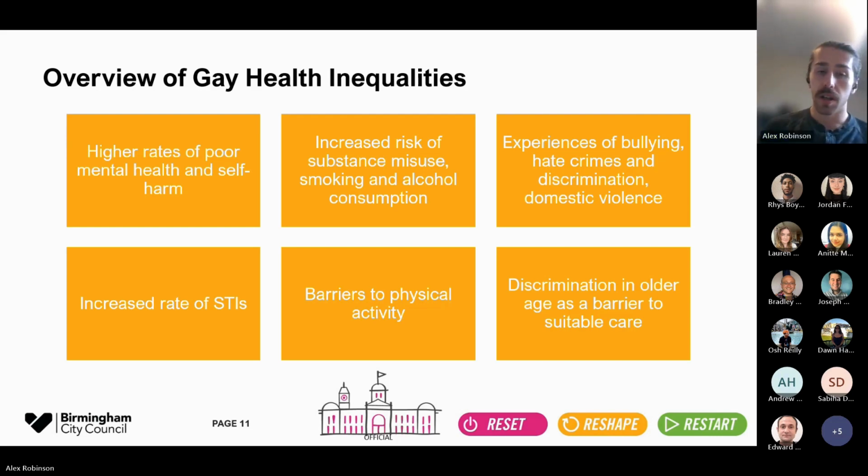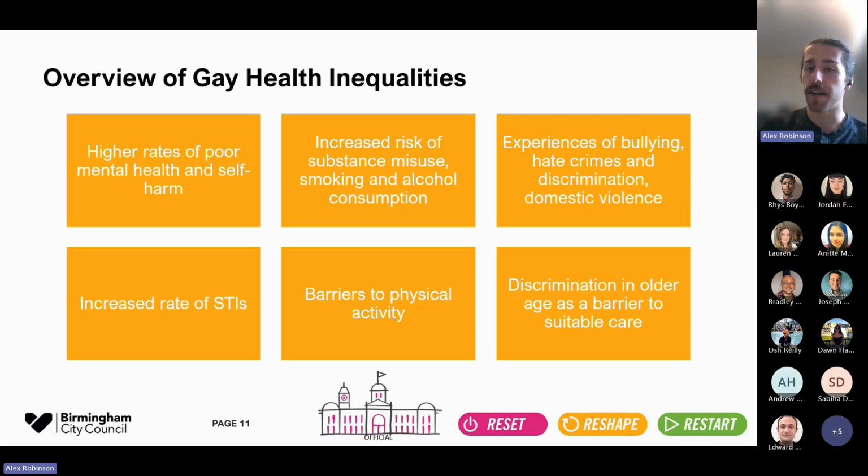Similarly to experiences of lesbians, there's also more studies coming out looking at experiences of discrimination in older age for gay men. So in a study by Stonewall, 47% of lesbian, gay and bisexual people aged 55 plus were not comfortable disclosing their sexual identity to care home staff. And 76% of LGBT people were not confident they would be treated with respect in care homes.